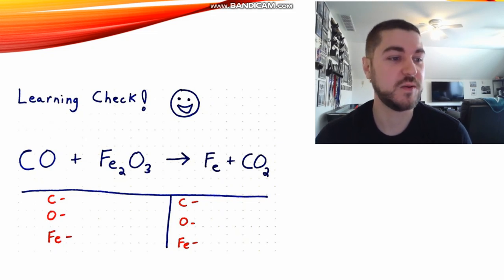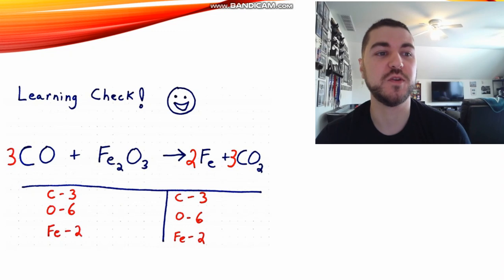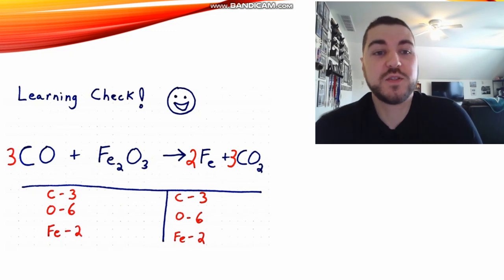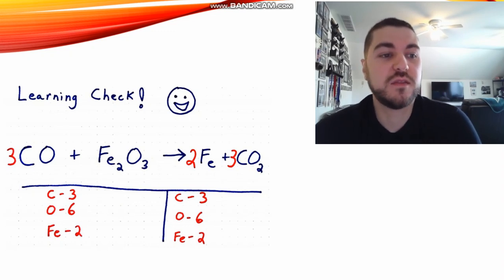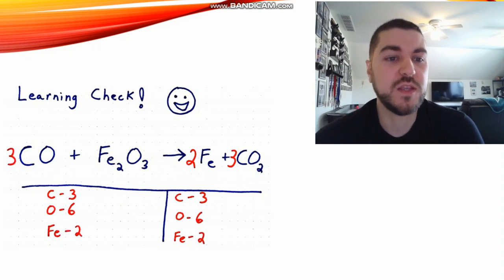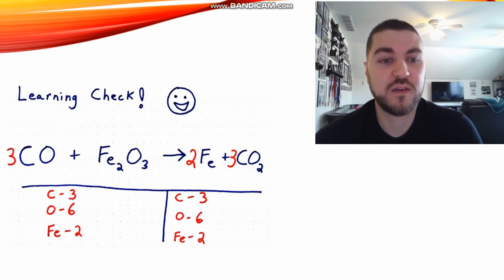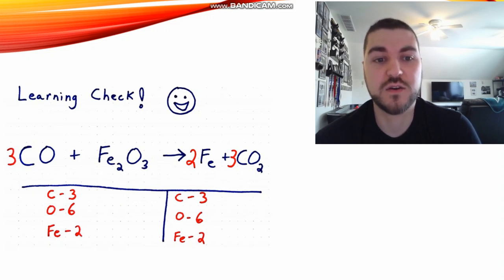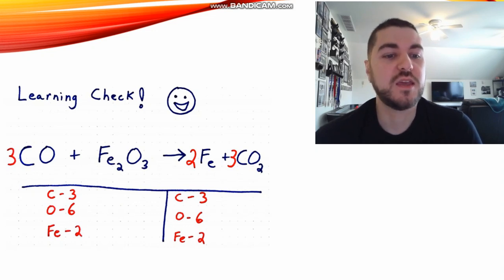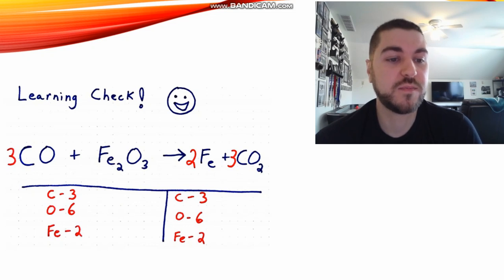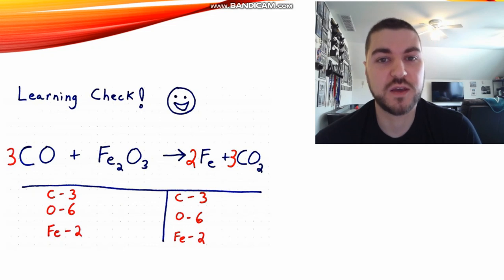Okay, so let's look and see what the solution to this one would be. So to solve this one correctly, you would need to put a 3 in front of the CO on the reactant side, the left side. And you would need to put a 2 in front of the iron, the Fe, on the product side, and a 3 in front of the carbon dioxide, or the CO2, on the product side. When you do this, and you take chemical inventory, you will see that you end up with 3 carbons on both sides, 6 oxygens on both sides, and 2 irons on both sides.